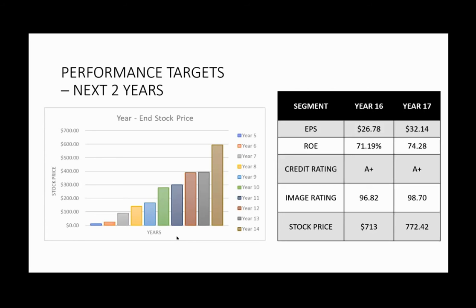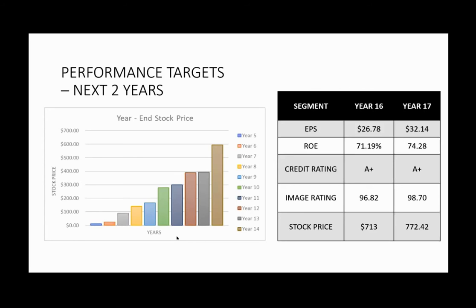Same thing goes for our ROE. The reason that we chose this 15 and 20% is we wanted to make this a very competitive but also reasonable target that we're putting out there. So same thing for ROE, we wanted to increase 15% in year 16, which will give us 71.19% in return. And for year 17, we wanted to increase 20%, which would give us 74.28% in return.